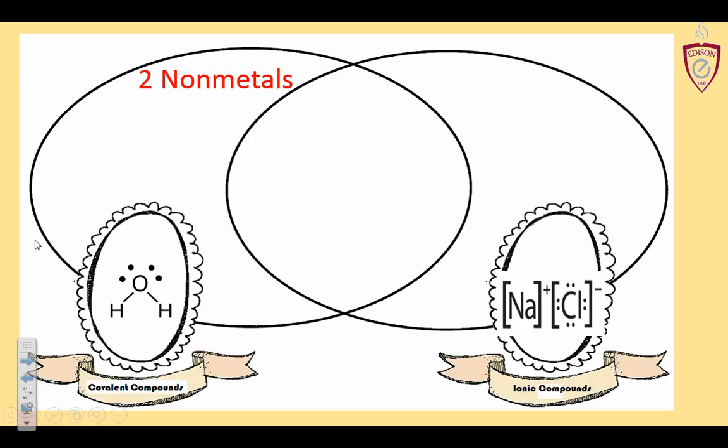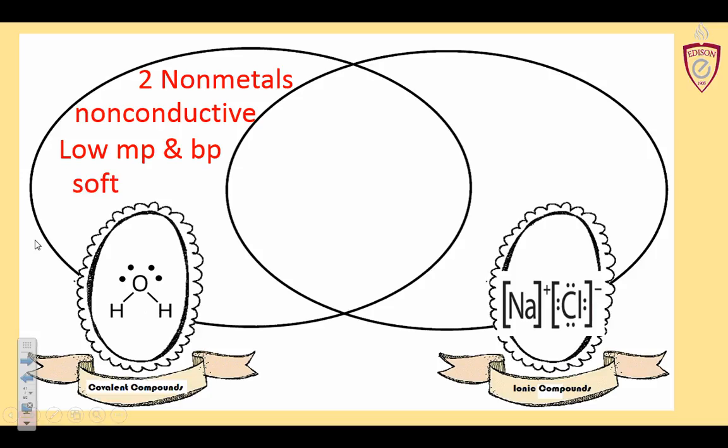Real quick, covalents are always 2 nonmetals. They are non-conductive. No matter what I do to them, I'm not going to get them to conduct electricity ever. They have low melting and boiling points because they don't hold together very strongly. You could also put in here liquids or gases usually. There are plenty of solid ones too, but the simple small molecules that we talk about tend to be liquids or gases. And they're relatively soft. You can squish and crush.